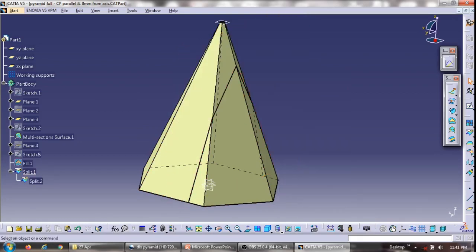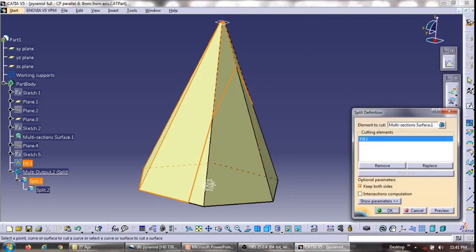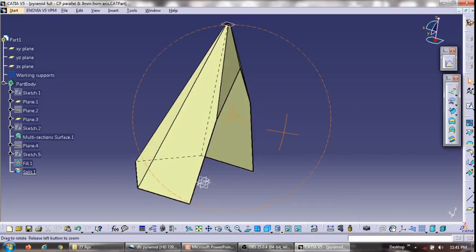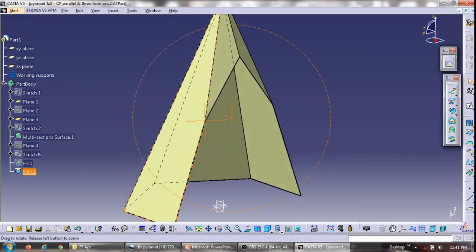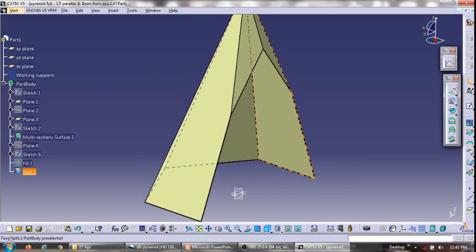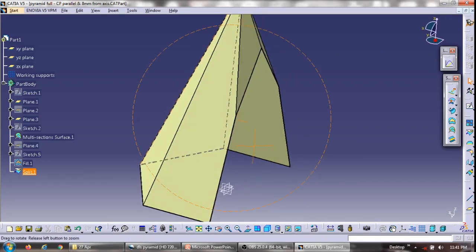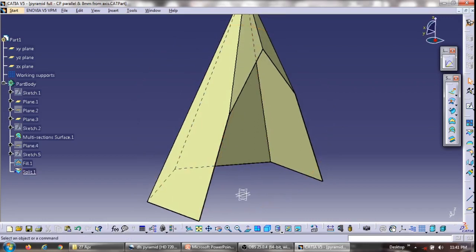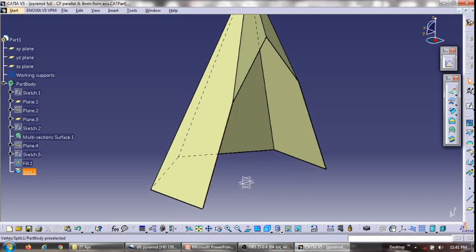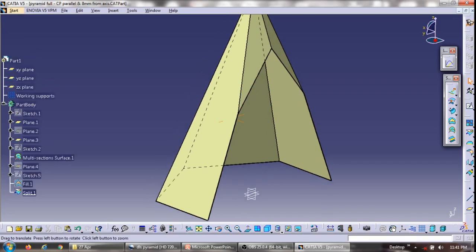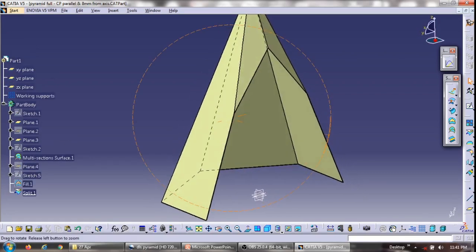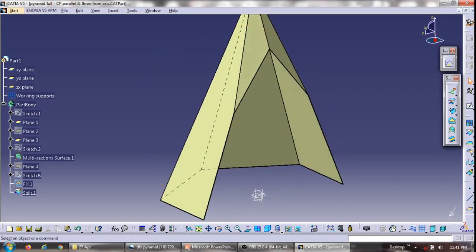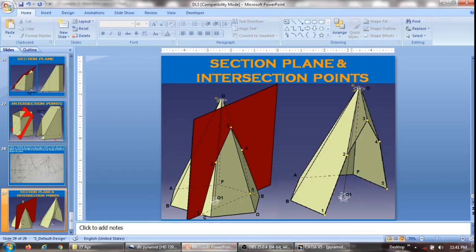So I'll hide this and I'll show you the split portion. Yes. So when you take out the right portion and you want to develop only the left portion, this is what is left of the left portion of the pyramid. So as you can see, you have your intersection points here: 1, 2, 3, 4 and 5. Okay, so this is what it looks like.